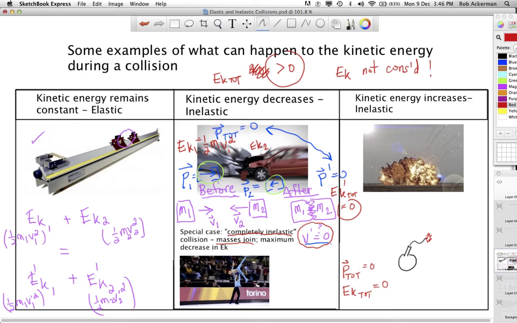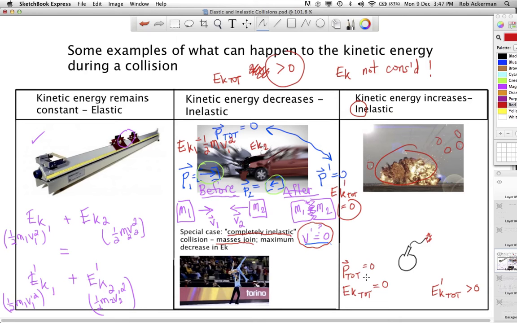However, after the bomb explodes, what have we got? Well, we definitely have EK. It doesn't matter that the particles are going in different directions. EK is not a vector quantity. It's a scalar. It's always positive because you're always squaring the speed. And therefore, each of these little particles flying off is carrying some of the kinetic energy. So we can definitely write that EK total prime is greater than 0. And right away, we can see that the kinetic energy has increased. This is not an elastic collision. It is inelastic.